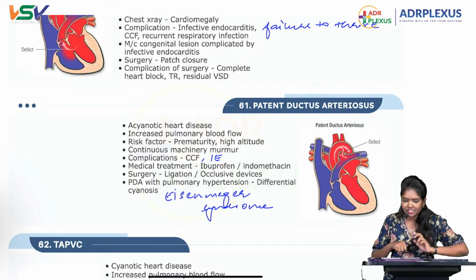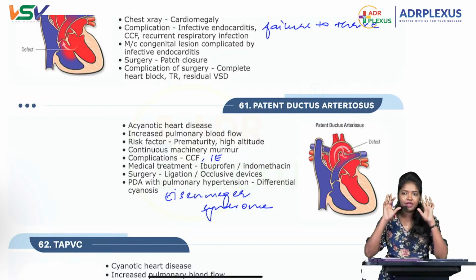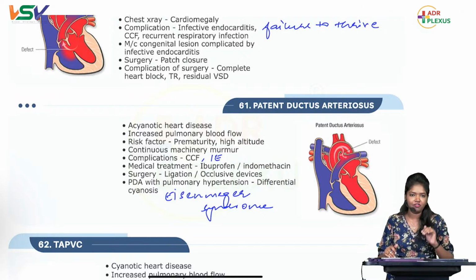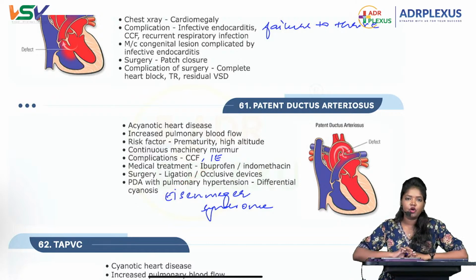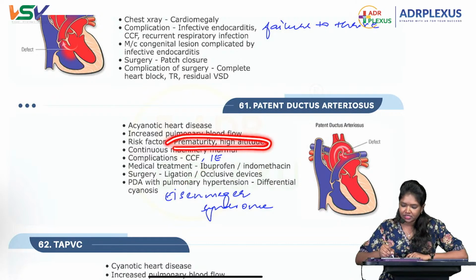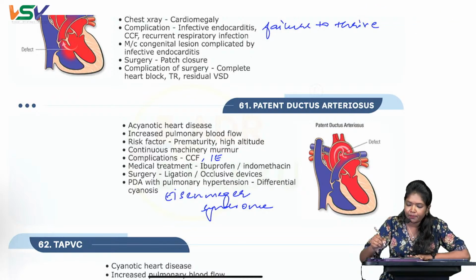If PDA has Eisenmenger syndrome, it will result in differential cyanosis. The upper limb will be normal, the lower limb alone will have cyanosis. That is called differential cyanosis. So this is about PDA. Risk factors are preterm and high altitude. Okay, fine. One more NEET-PG question.